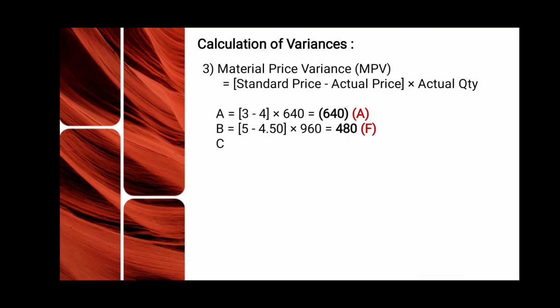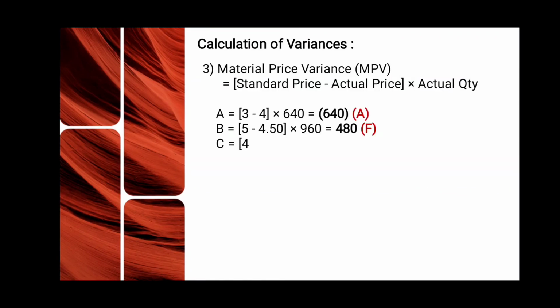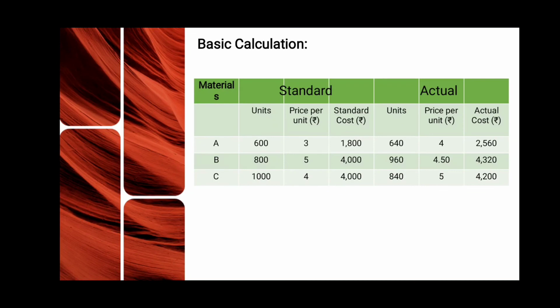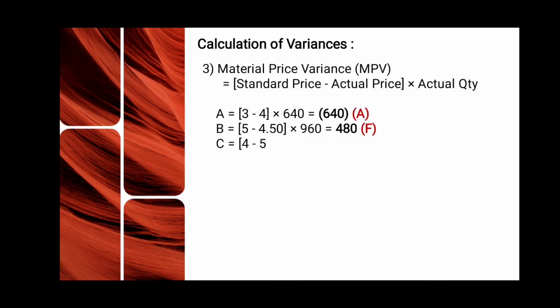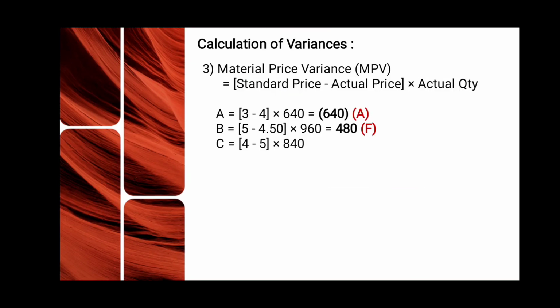Next, material C, standard price is 4 per unit minus actual price is 5 per unit into actual quantity, that is 840, which will be equal to rupees 840, that is negative. So we'll mark it as A. So the total amount will be rupees 1000, which is negative. So we'll mark it as A.